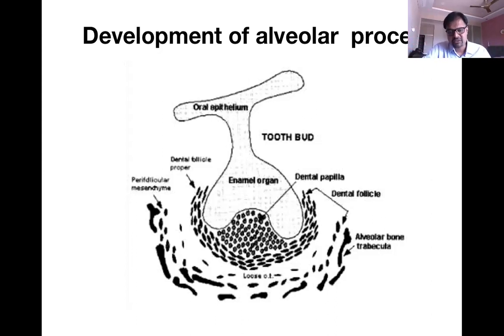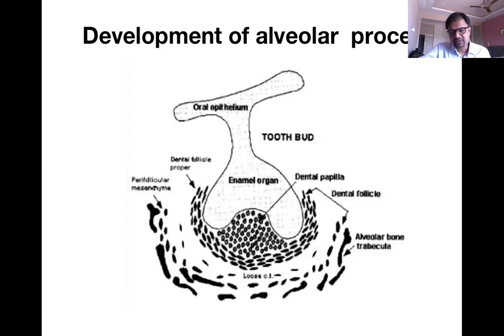This peripheral condensation of the cell undergoes 3 different distinct layers. What are those 3 distinct layers? The part of the cell which is away from the enamel organ, completely away, starts forming the alveolar bone tubercle. The one which is very near to the enamel organ starts forming the dental papilla, and then this will undergo formation of what we call the dental pulp. And then on the other hand, something that's in between forms what we call the periodontal ligament as well as the cementum on the outer surface.